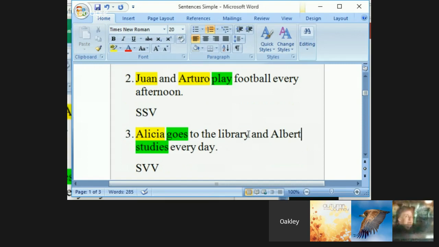It combines two independent clauses. Albert studies every day. Subject, verb, complete thought. Alicia goes to the library. Same thing. Subject, verb, complete thought. I'm using a connective conjunction, and, but, yet. We'll talk about this a lot more tomorrow. But now I have created a compound sentence.